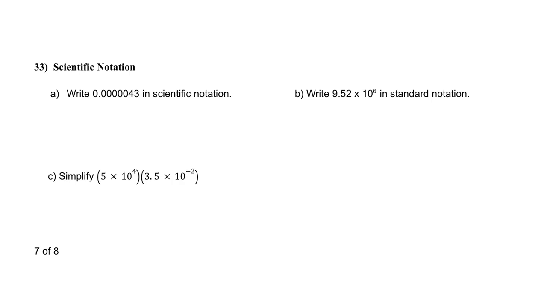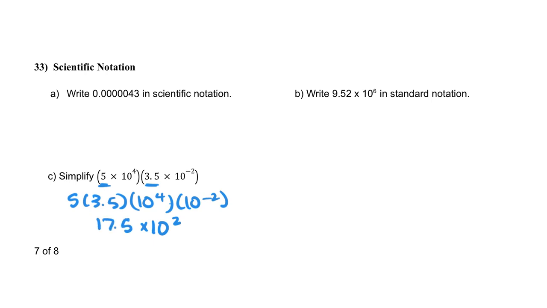So when you're multiplying or doing any operation with scientific notation, you are going to take our front numbers and we're multiplying here. So we're going to have 5 times 3.5 and we're going to have 10 to the fourth times 10 to the negative 2. So our tens, we have the same base. We can use our properties and add our exponents, and we end up with 10 to the second power. And 5 times 3.5 is 17.5.